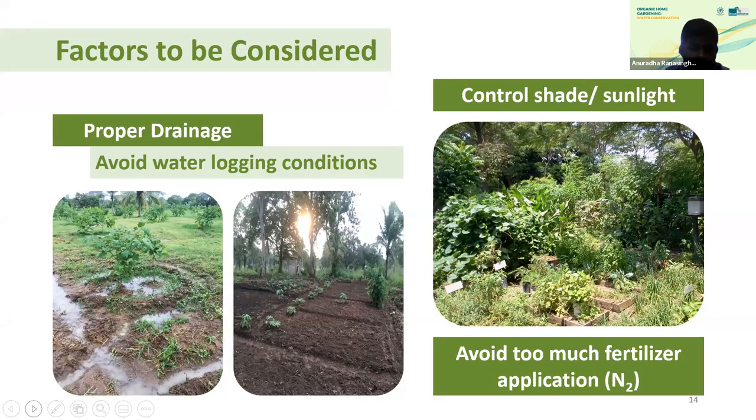Then again, another thing, proper drainage, especially during the rainy times. If you can see this first picture, this is a poorly designed garden, or the sunken bed design during the dry spell, but due to heavy rains, these sunken beds get filled with water. So these systems are not appropriate, especially during the rainy season. So you need to cut off water and avoid waterlogging conditions.